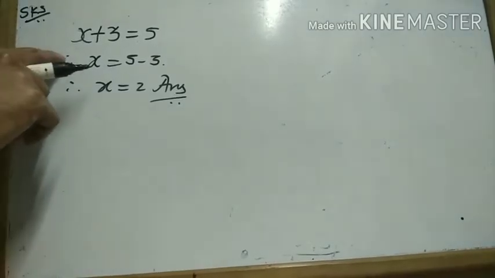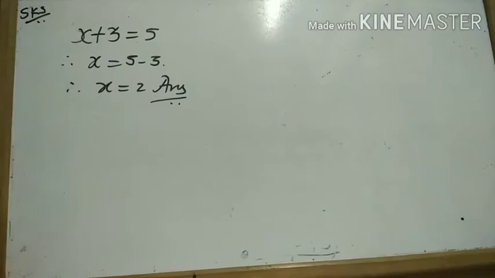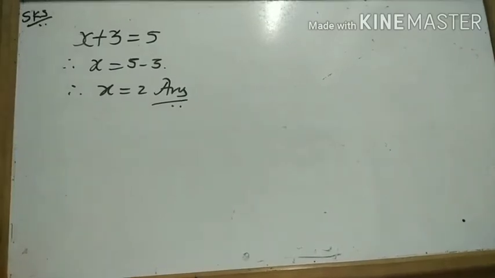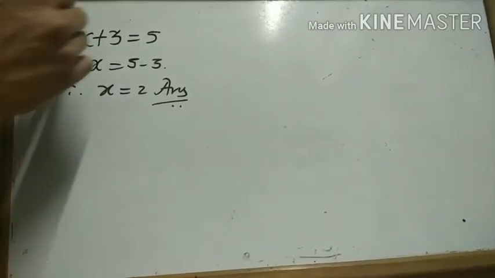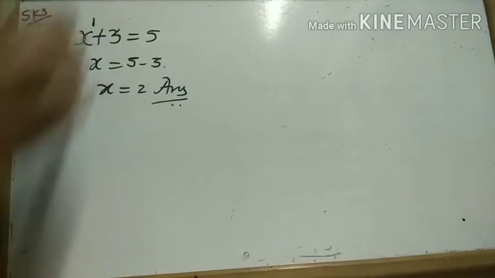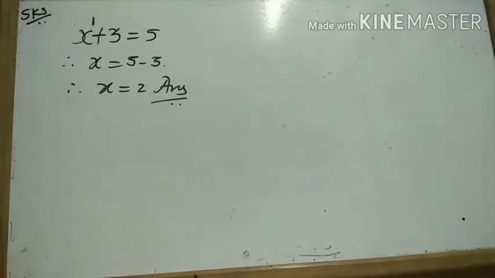These are called linear equations in one variable. Why are they called linear equations? Because the degree is 1. Degree means the power of the variable is 1, and we are using only one variable. So these are linear equations in one variable.